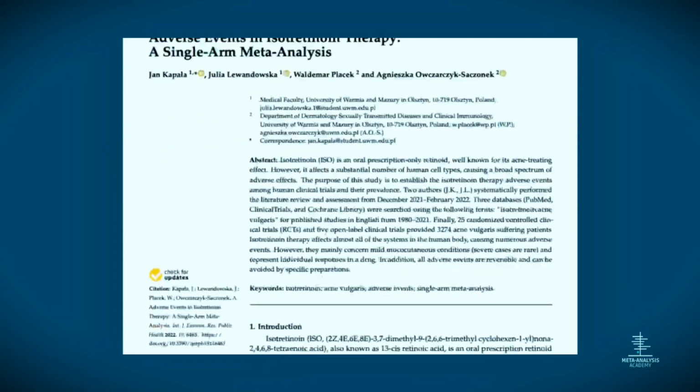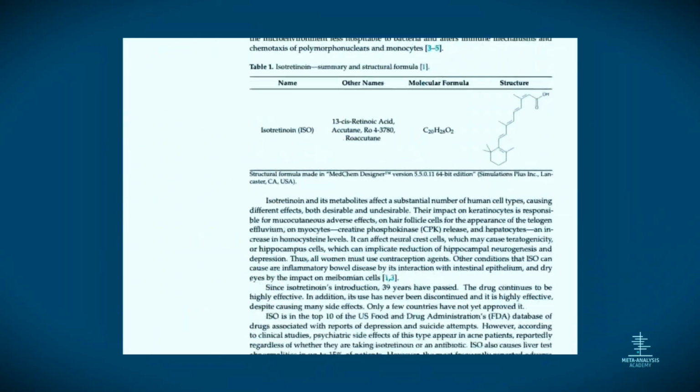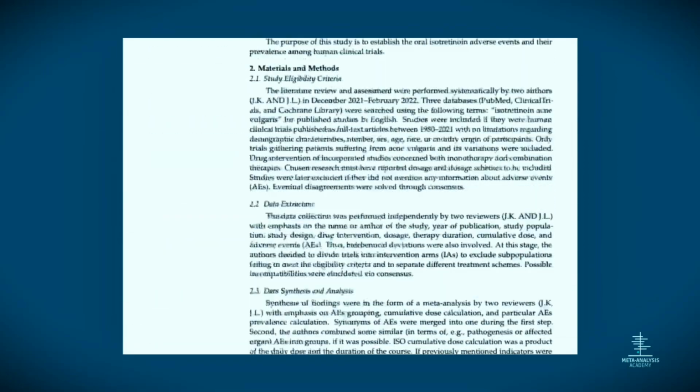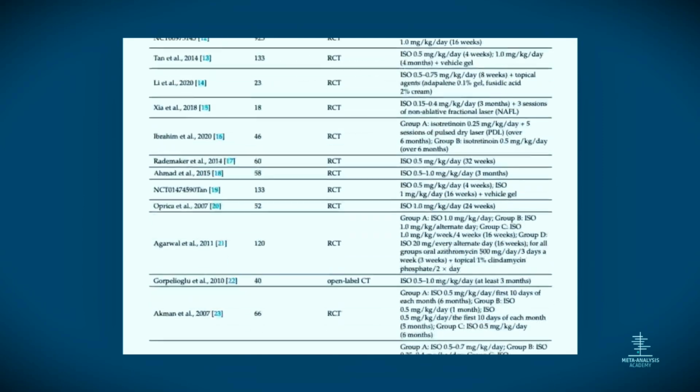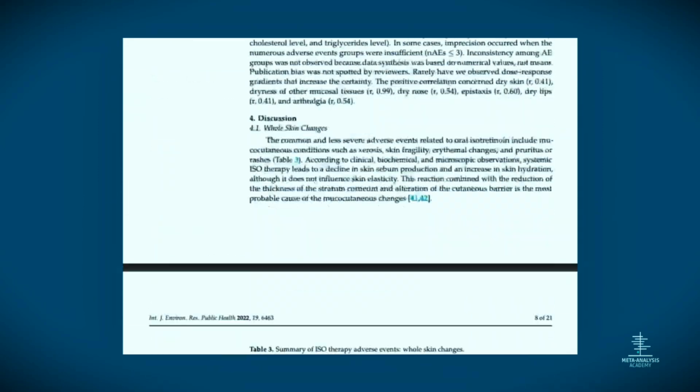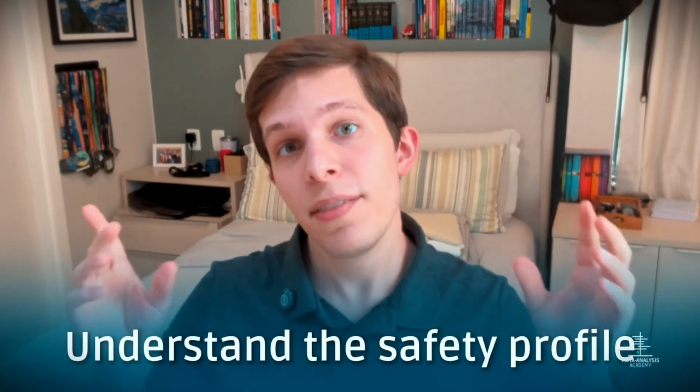And these outcomes can be very specific, like success rates or side effects. Let's take this real example: a single-arm meta-analysis on oral isotretinoin for acne. Researchers combined 30 clinical trials with more than 3,000 patients, all of them treated with oral isotretinoin. What they wanted to do was understand the adverse effects of this drug. They were not comparing isotretinoin to any other drug. They just wanted to understand the safety profile. They wanted to understand that in a bubble.